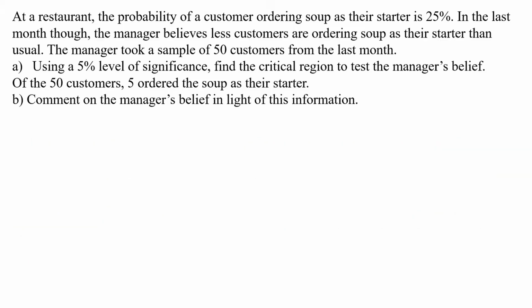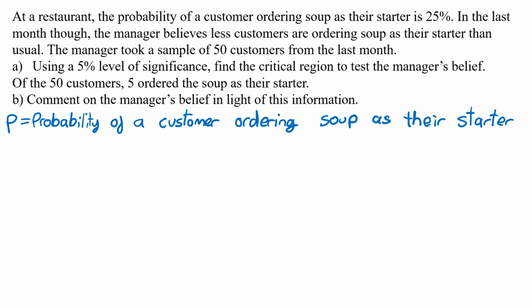Okay, so to do this question, we're going to set up the hypothesis test like we talked about in the last video. So remember the steps. The first step is you need to define the null and the alternative hypothesis, okay? So in this question, we're going to say p is equal to the probability of a customer ordering soup as their starter, okay? So the null hypothesis, which is H0, this is what we're assuming to be true, and for this question we're going to assume that the probability of a customer ordering soup as their starter is still 25%. So p is equal to 0.25. This is the probability as a decimal.